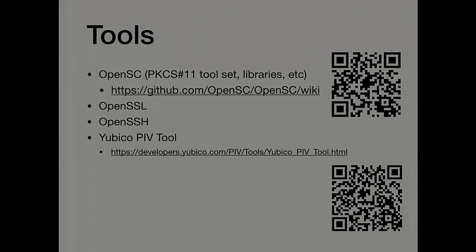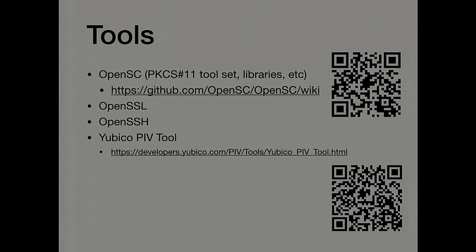OpenSSL: it's pretty much impossible to talk about any crypto-related topic without mentioning or showing something around OpenSSL. That's the most common tool in this field. OpenSSH, for the same reason, everybody uses that. And I'll also use the Yubico PIV tool to manipulate the state of the device itself.